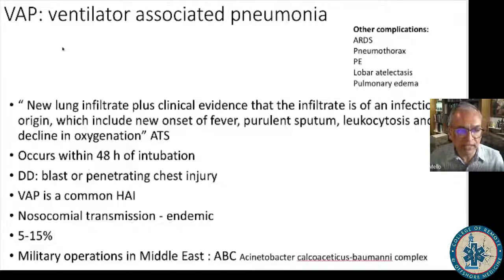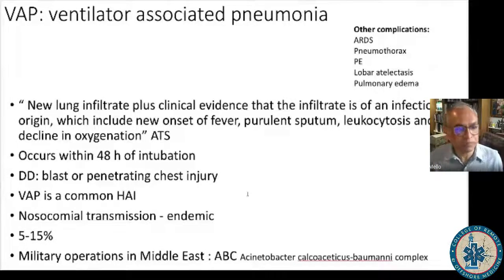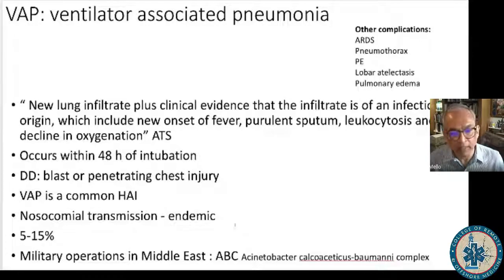So ventilator-associated pneumonia is a common health acquired infection, and it can be nosocomial, which is endemic. This is the importance of working in as sterile a condition with PPE, if at all possible, and it occurs in 5 to 15% of all patients put on the ventilator.